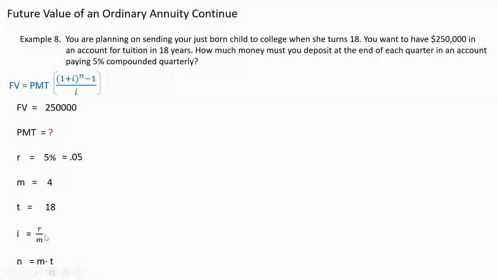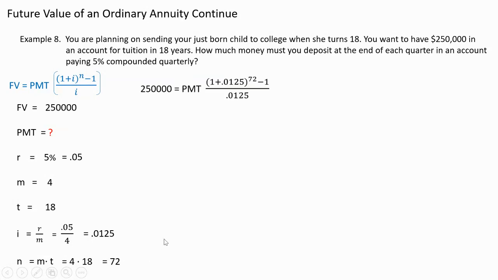So then my I is R divided by M, which is 0.05 divided by 4, which will give us 0.0125. My N is M times T, which is 4 times 18, which is 72. So let's plug everything into the calculator. Okay, guys, from now on, I'm going to be using the TI-83, TI-84 calculator, so I'm going to show you how to do it.